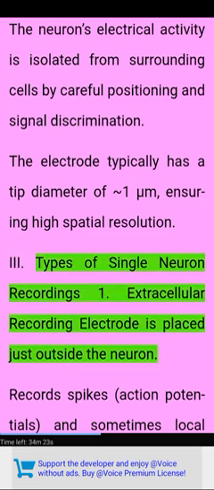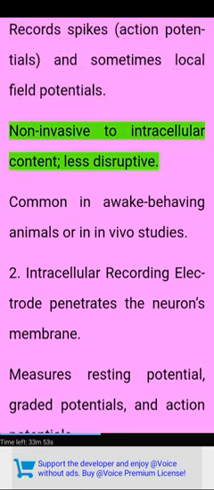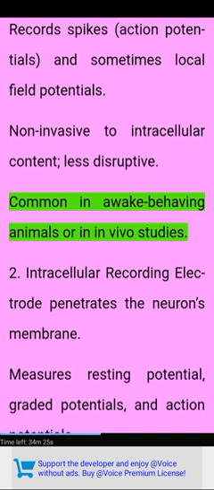3. Types of single neuron recordings. 1. Extracellular recording. Electrode is placed just outside the neuron. Records spikes, action potentials, and sometimes local field potentials. Non-invasive to intracellular content, less disruptive. Common in awake behaving animals or in vivo studies.